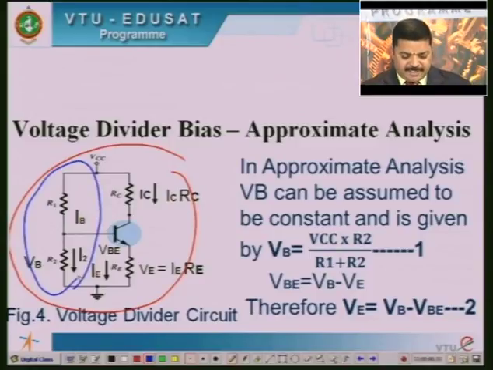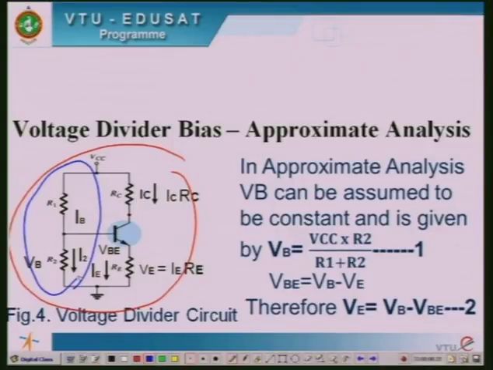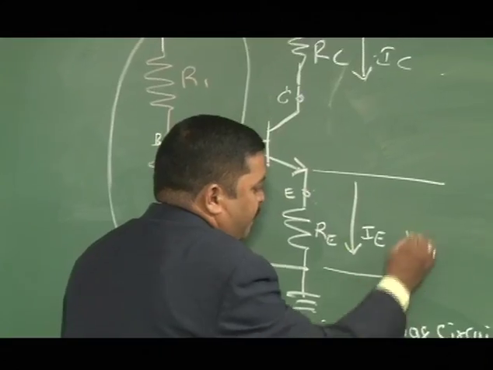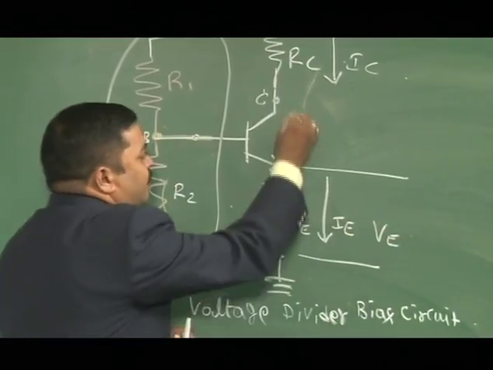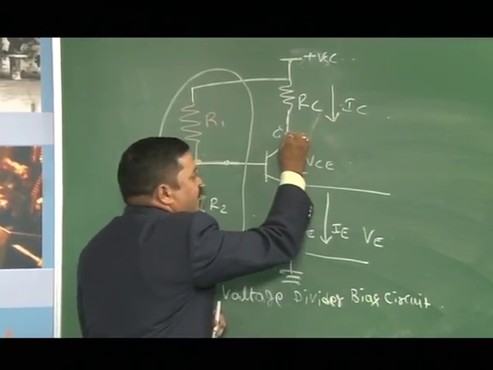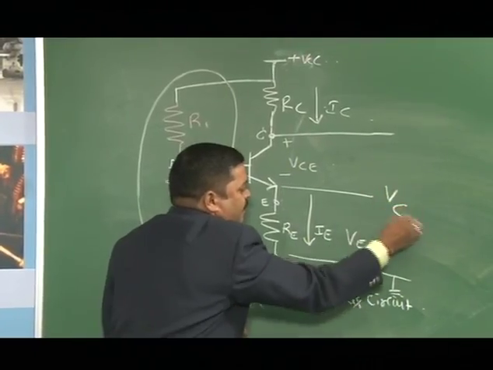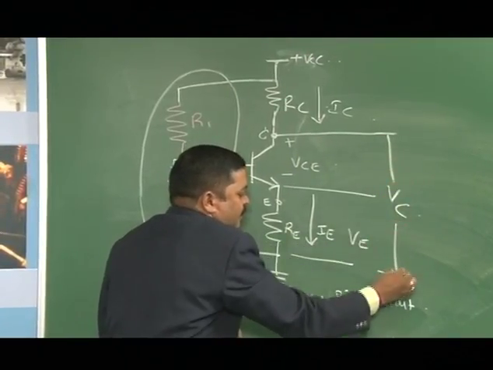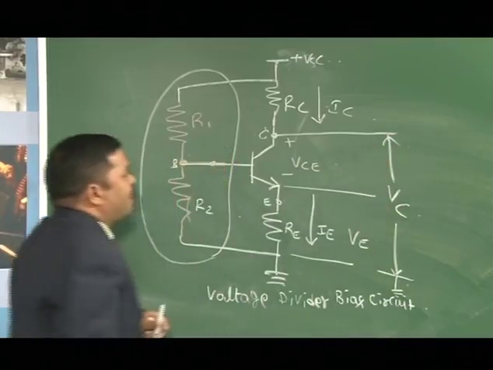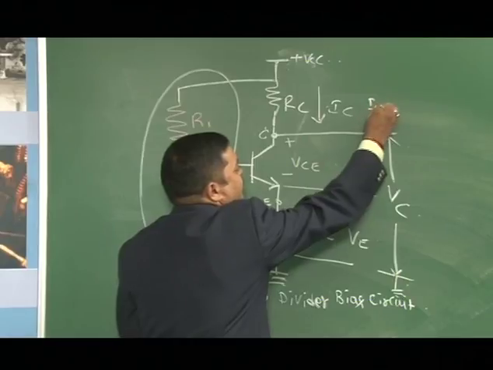So, in the approximate analysis, we will be considering this as VE, and of course, there is plus minus VCE here, and at this point whatever the voltage with respect to ground we get, it is called VC. This is VC, and of course what voltage is flowing through RC? It is IC into RC.